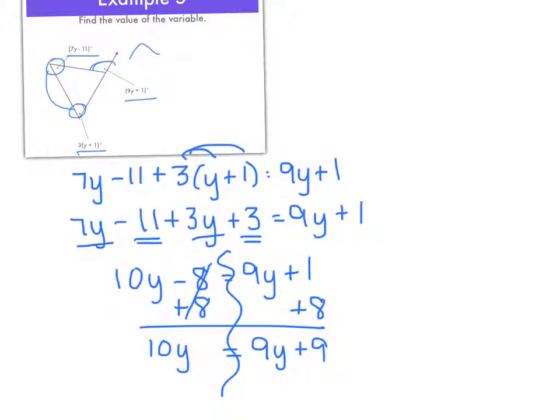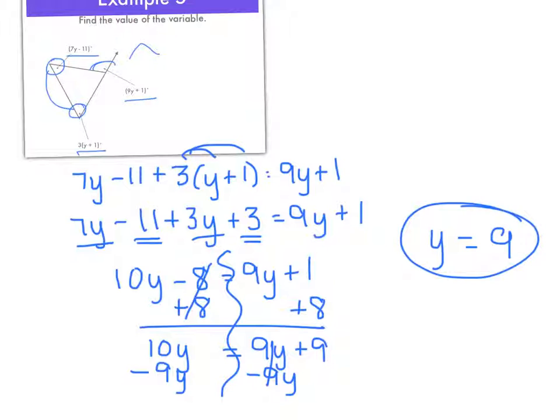Okay, I do need to get those y's together. Brooke was right, I need to get them together, but I can't just add them together. Blake? Subtract how many y? Okay, so subtract 9y, subtract 9y. 10y minus 9y is just going to give me 1y, or just y. So y would equal 9. And I think that problem just said find the value of the variable, so I'm done. If I wanted to, I could make you go back and figure out what all three of those angles actually equal, but I won't.